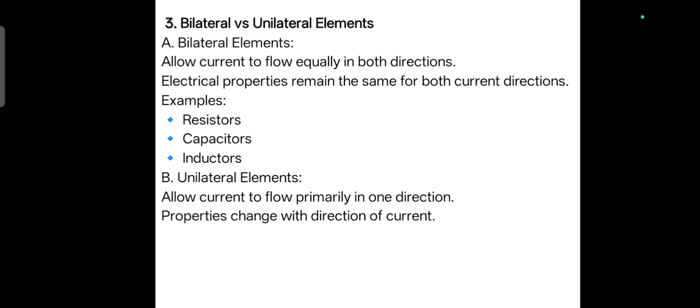So the current flowing in that particular element changes with polarity. That's why a unilateral element allows current to flow in only one direction. Examples of unilateral elements are diodes and transistors. So the simple difference is that a bilateral element allows current to flow in both directions, and a unilateral element allows current to flow only in one direction.